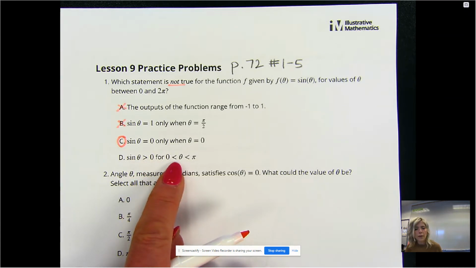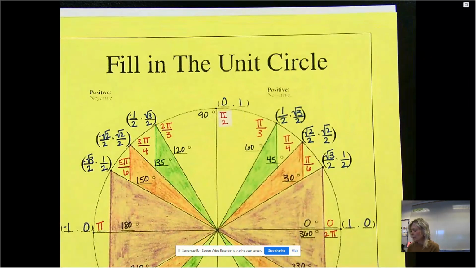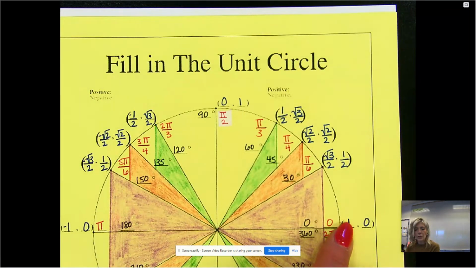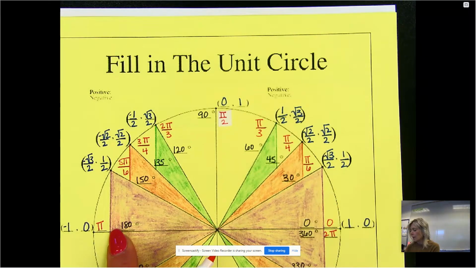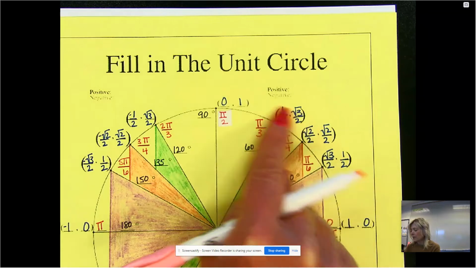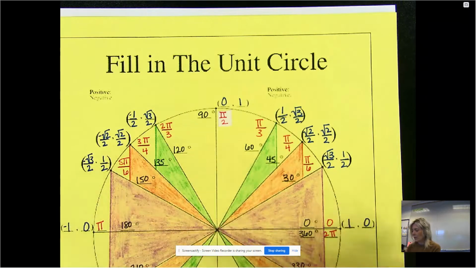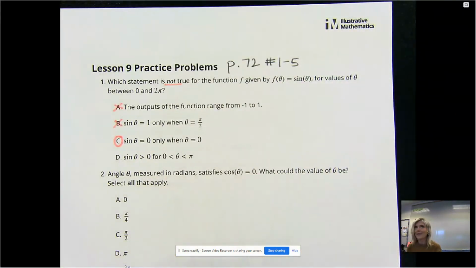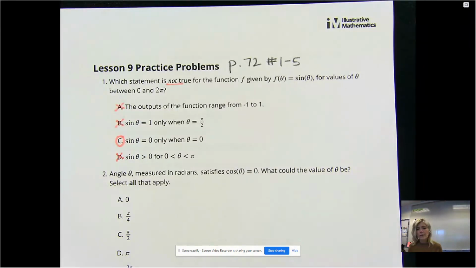And then just to double check for D, the sine of theta is greater than 0. This means when theta is between 0 and pi. So that's the top half of our unit circle. Between 0 and pi, from there to there, the sine of theta is greater than 0. So above this, it's positive, positive, positive, then 1, then still positive, positive, positive, and then back to 0. So that last one is true, so it's not the answer. So only C is the answer for number 1.